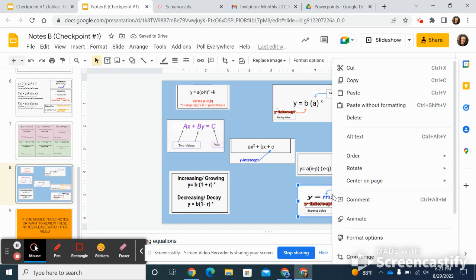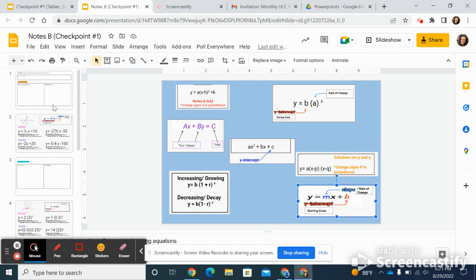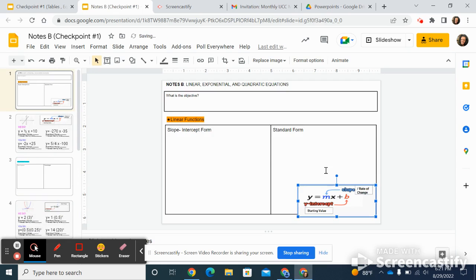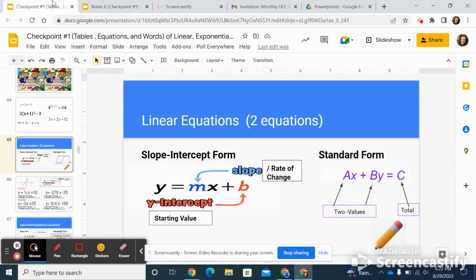You can either right click and push copy, or on your keyboard, you can do Control C. I'm going to go back to my slide and I'm going to paste it into that first box. So there's my first linear equation. The second one is called standard form. Let's kind of review what that looks like. So standard form is ax plus by equals c. I have to go find that and again, copy and paste it.